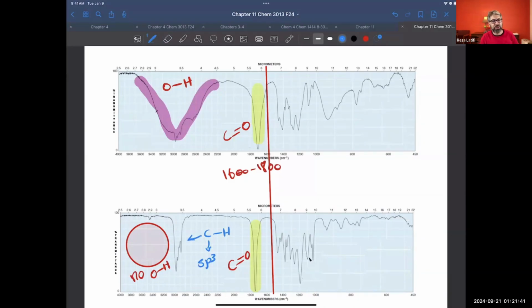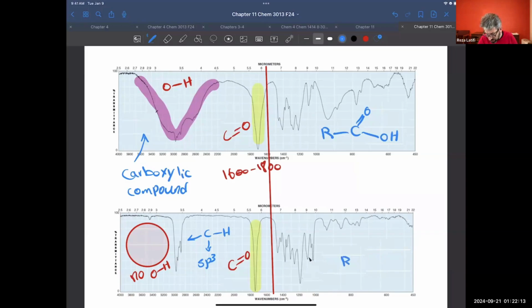So the top molecule has OH and also a carbonyl group, and the second one has just a carbonyl group. So this one can be a carboxylic compound, a compound that has a carbonyl group and OH attached to something. The second one, the only thing I can say about it is that I have R and I have a carbonyl group there.